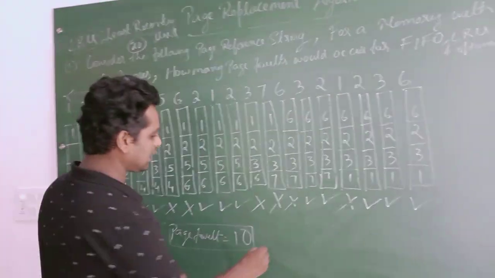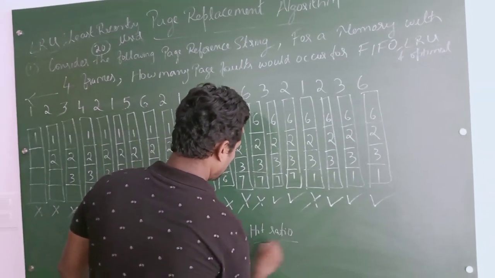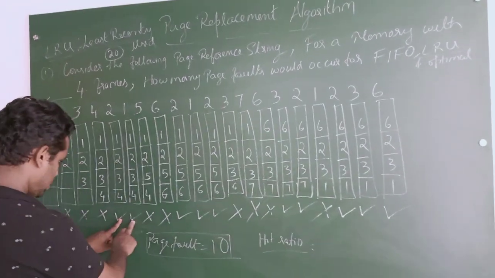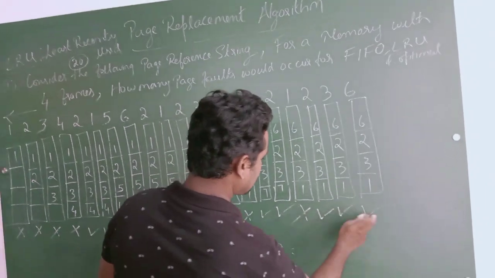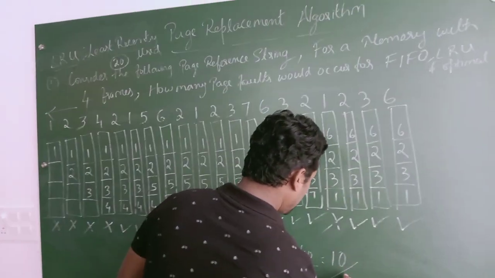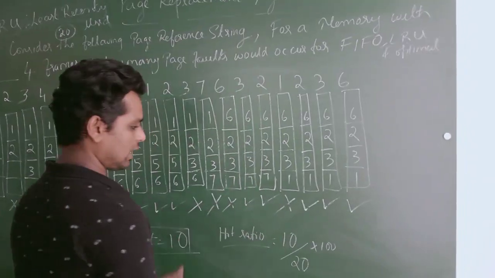And if they ask for hit ratio, whatever the number of times you did not replace: 1, 2, 3, 4, 5, 6, 7, 8, 9, 10. 10 divided by total number of strings, 20, into 100. This is your hit ratio.